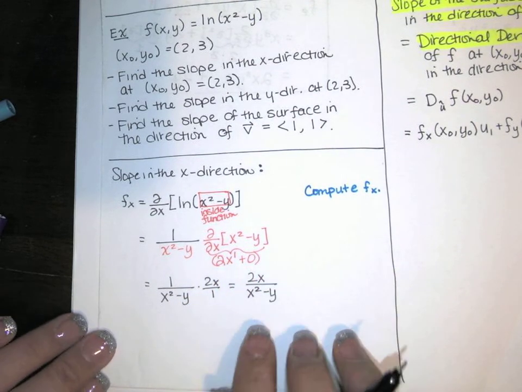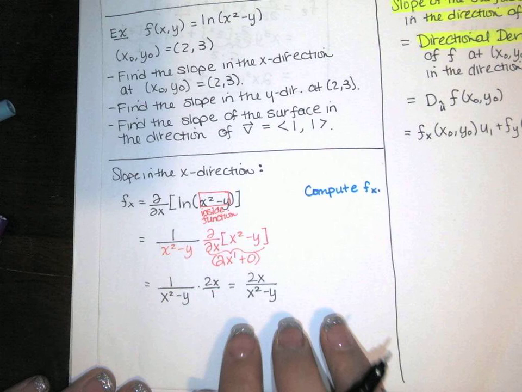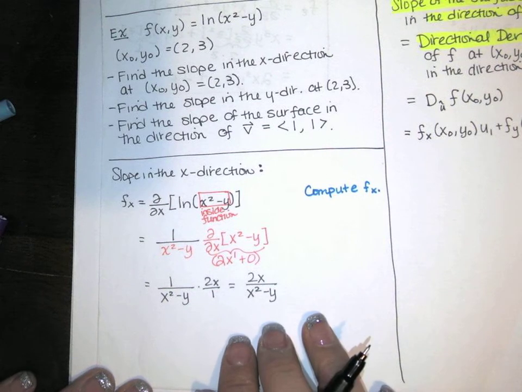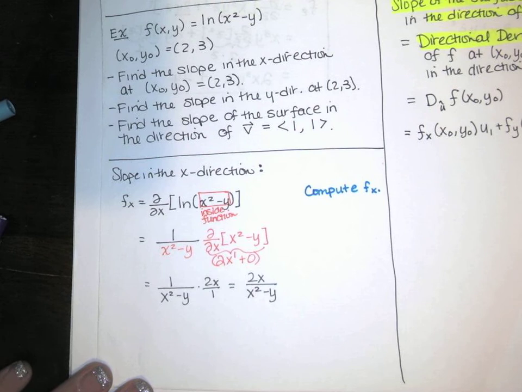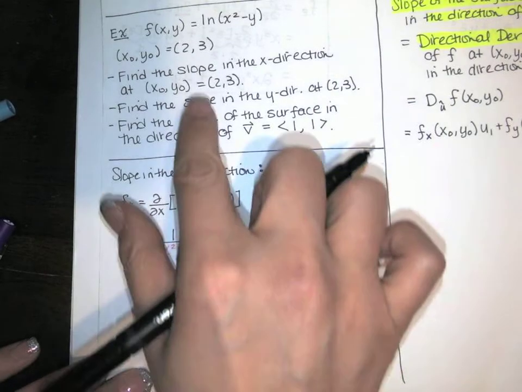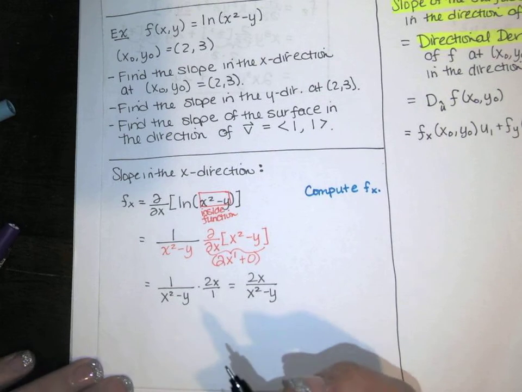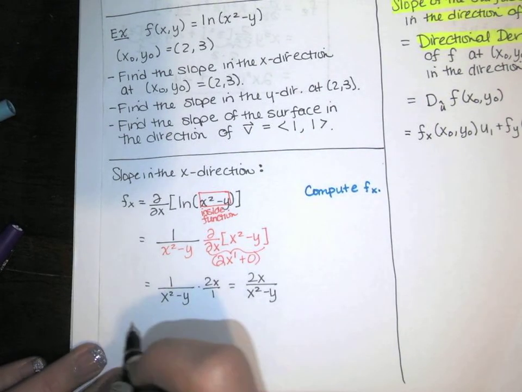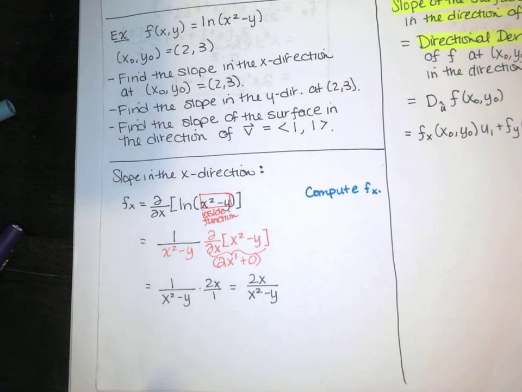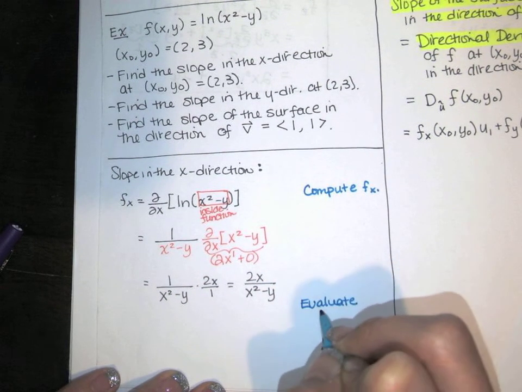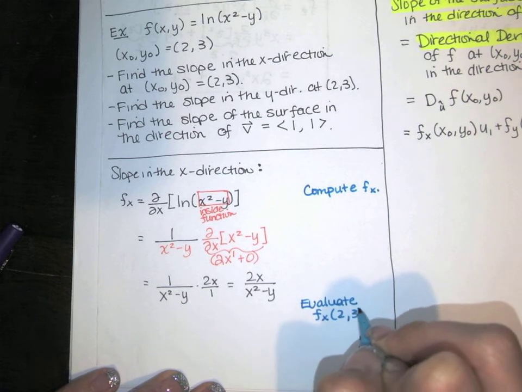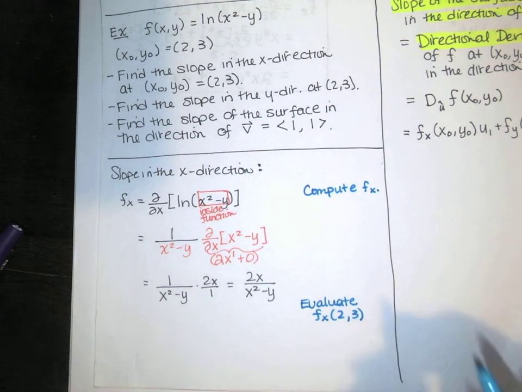This is a formula for the slope in the x direction at any point xy in the domain of this function. You can plug in that particular xy and it's going to give you the slope in the x direction on the surface here. We want the slope in the x direction at x equals 2, y equals 3. So we compute the derivative, which is our formula for the slope, and then we evaluate the derivative at the point of interest to get the actual slope in the x direction at that point.